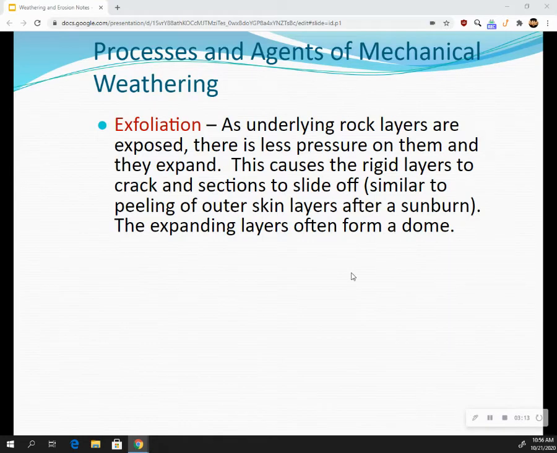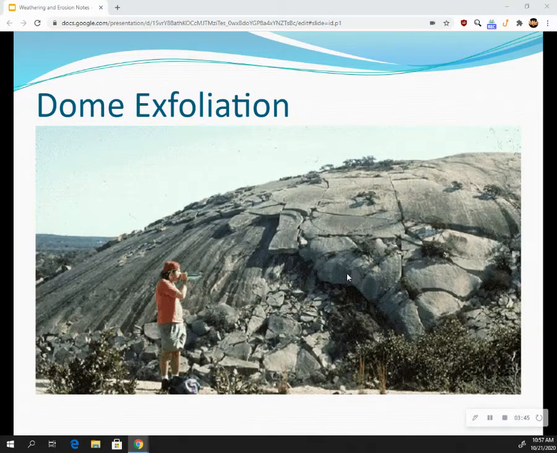Exfoliation. As underlying rock layers are exposed, there is a pressure on them and they expand. This causes rigid layers to crack and sections to slide off, similarly to peeling off outer layers of skin during a sunburn, often exposing a dome. So think of it as the pressure increases underneath, the ground can start to bubble up. So it almost looks as if a rock hill forms. When you see this, it gradually comes off and breaks apart because the rock is under so much pressure. If it is a rigid substance like a rock, it can break and fall apart.